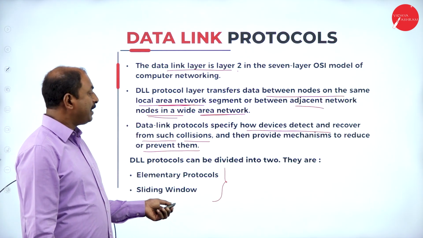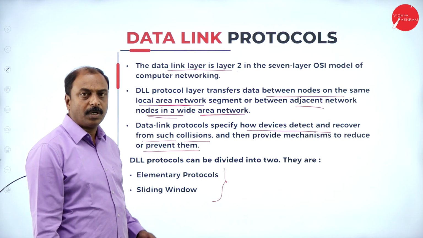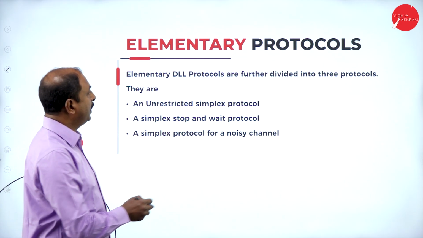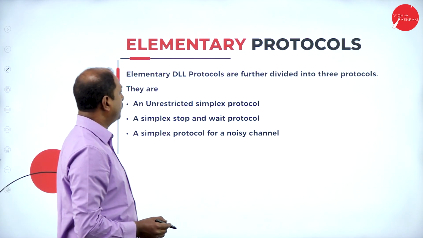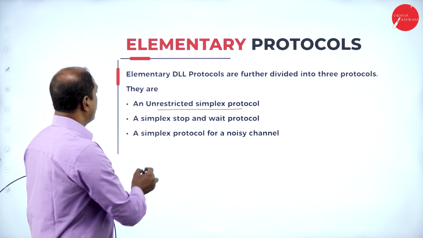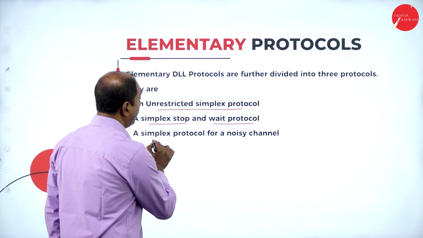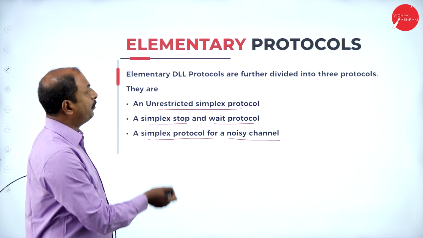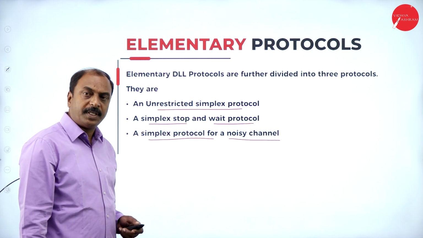Now there are two types. One is elementary protocols. Second one is sliding window protocol. Now let us see what are elementary protocols. Here elementary protocols are further divided into three protocols. They are unrestricted simplex protocol, simplex stop and wait protocol, and simplex protocol for noisy channel. These are the three protocols in elementary protocols of DLL.